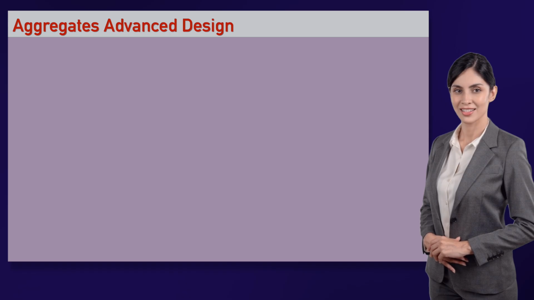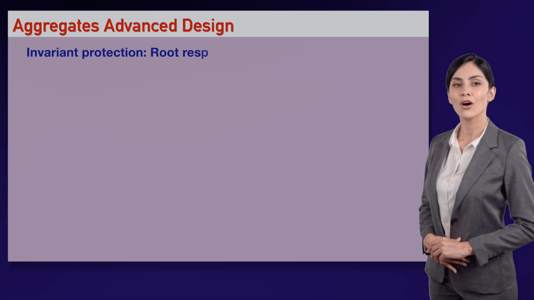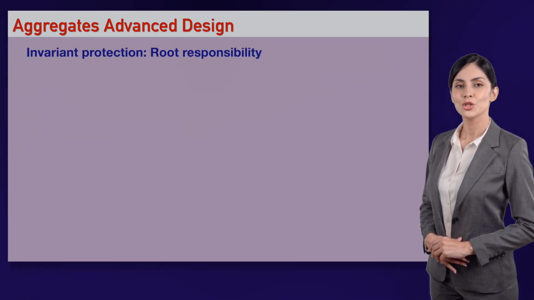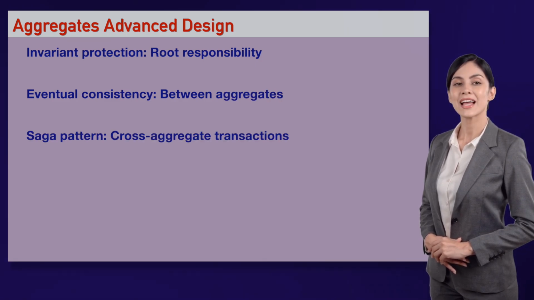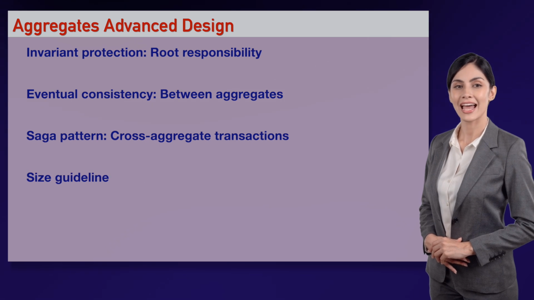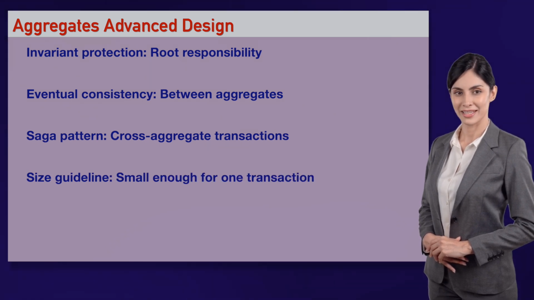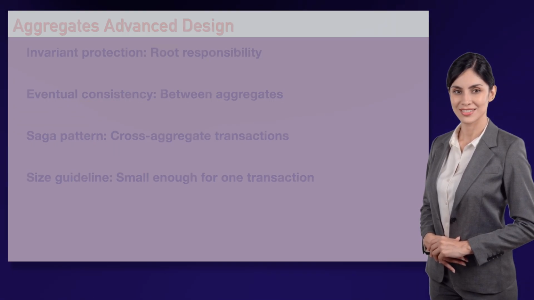Advanced aggregate design. The root alone protects all invariants within the aggregate. Use eventual consistency between aggregates for distributed systems. Apply the Saga pattern for coordinating multi-aggregate operations without tight coupling. Guideline: keep aggregates small enough to load and persist in a single transaction for performance.